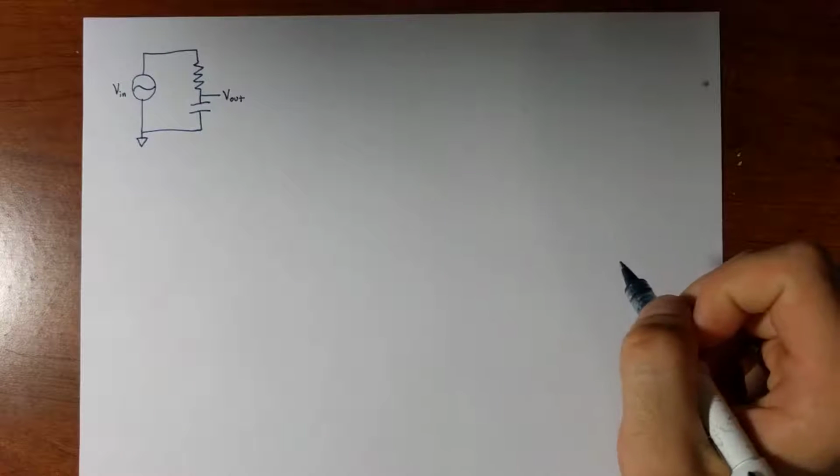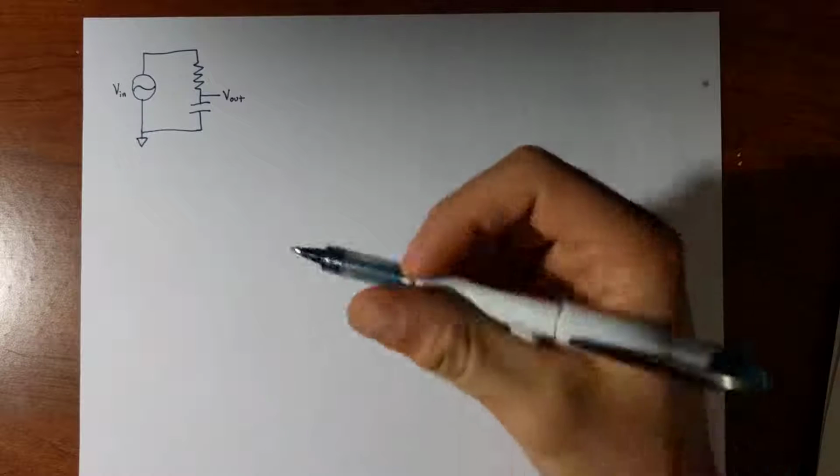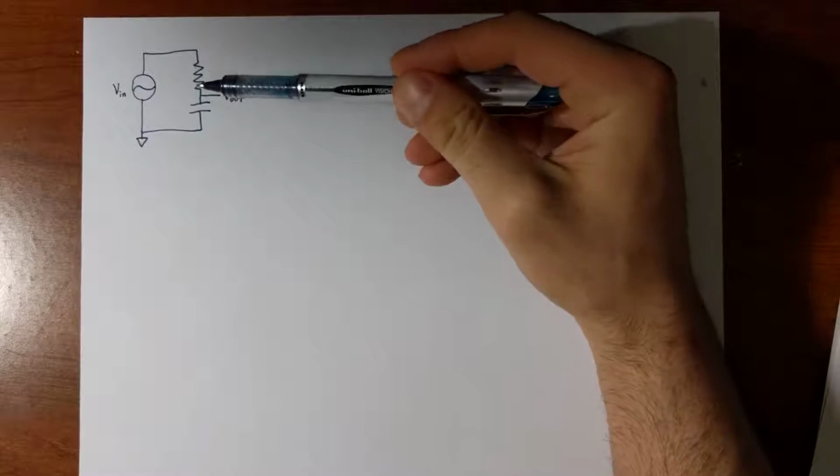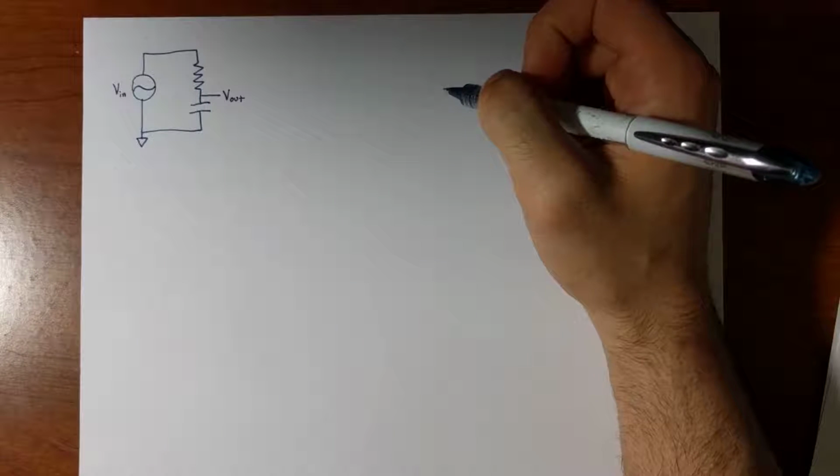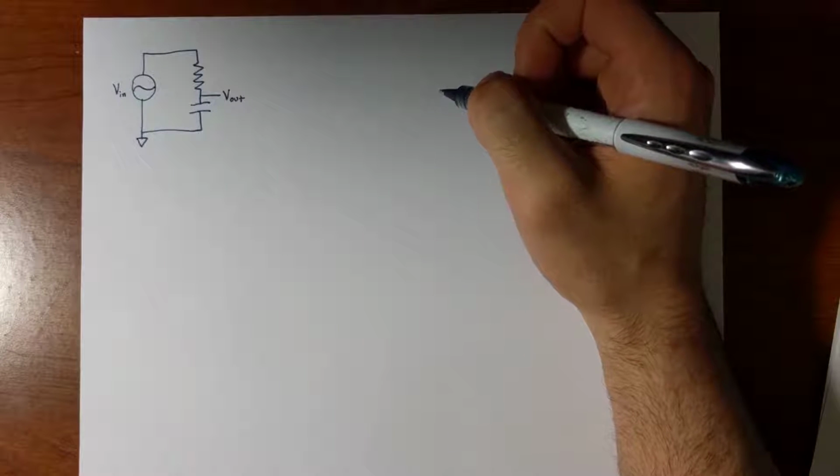In lab last week, we used resistive dividers and capacitive dividers. In lab this week, we're going to combine these, where we'll have a voltage divider that consists of both a resistor and a capacitor. Now, to analyze the output of this is a little bit more complicated.